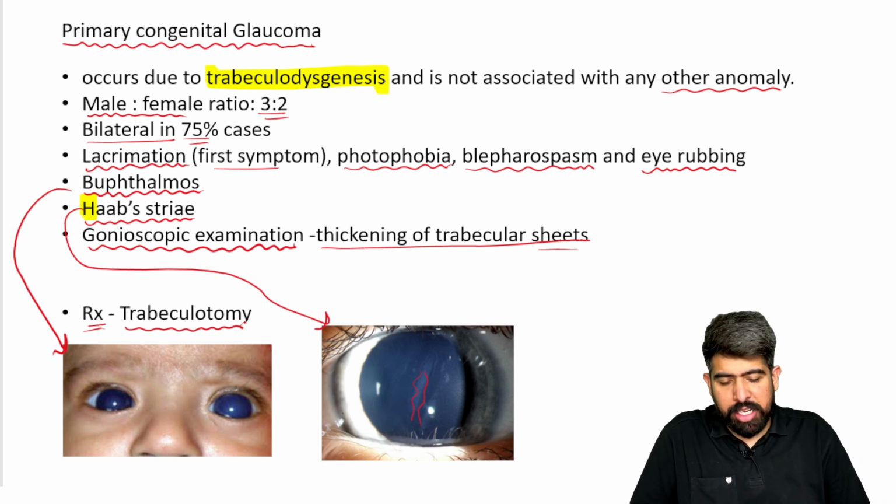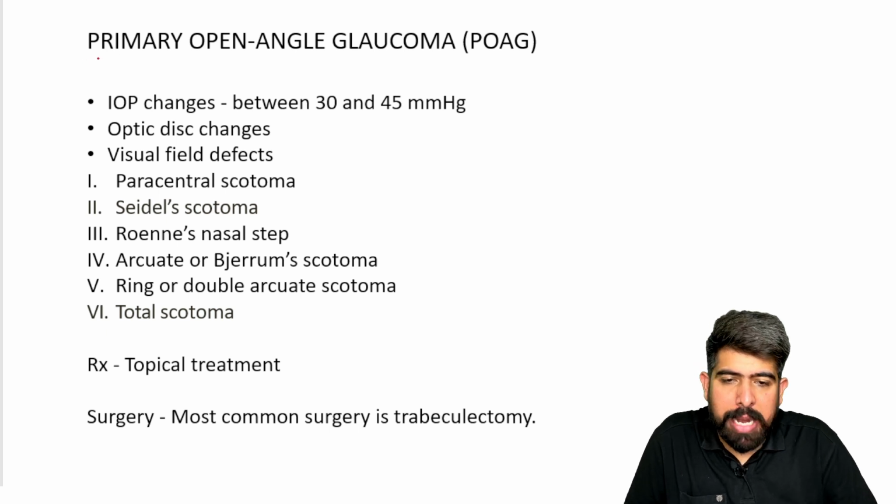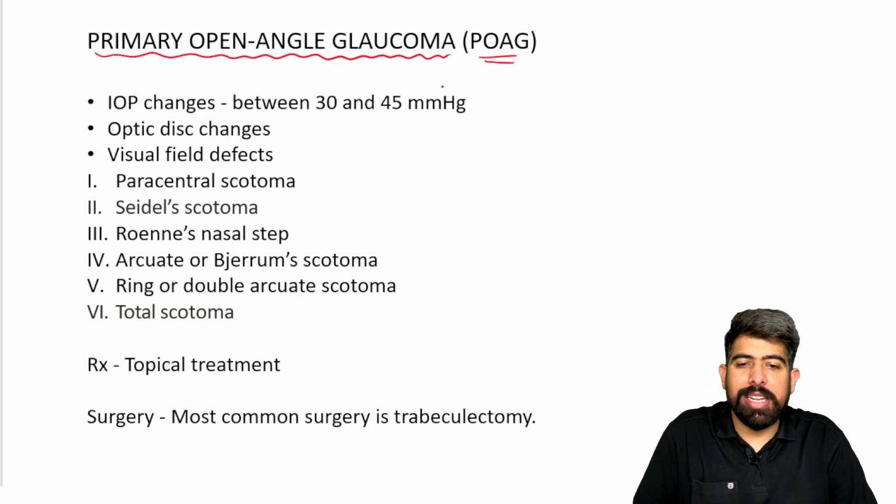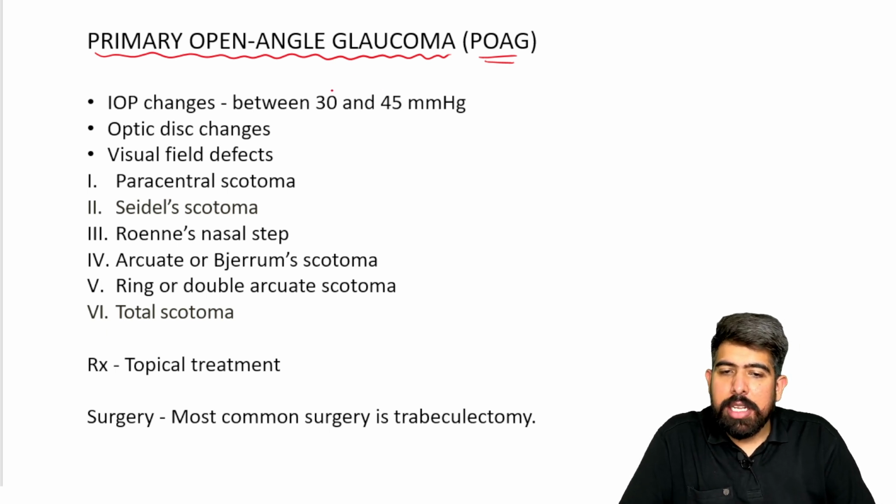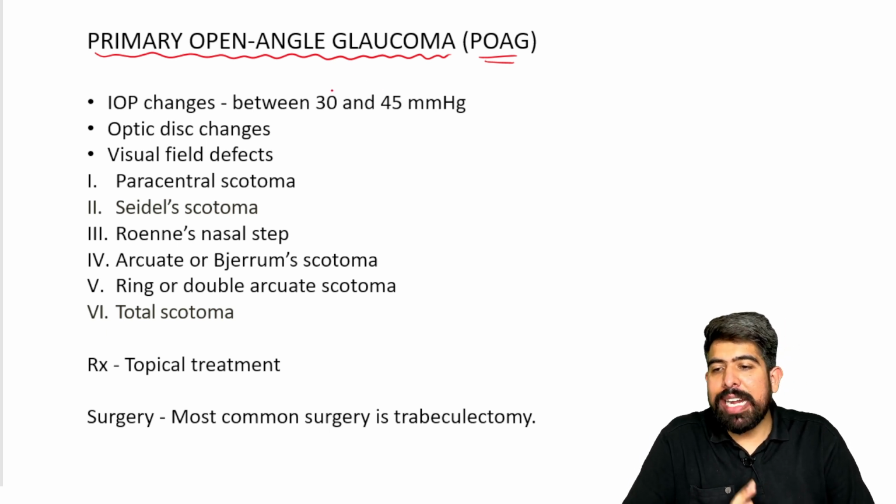This is about primary congenital glaucoma. Talking about the next, primary open angle glaucoma. Starting with open angle glaucoma, what is happening? Please understand, in open angle glaucoma the angle will be open. The angle is not blocked.